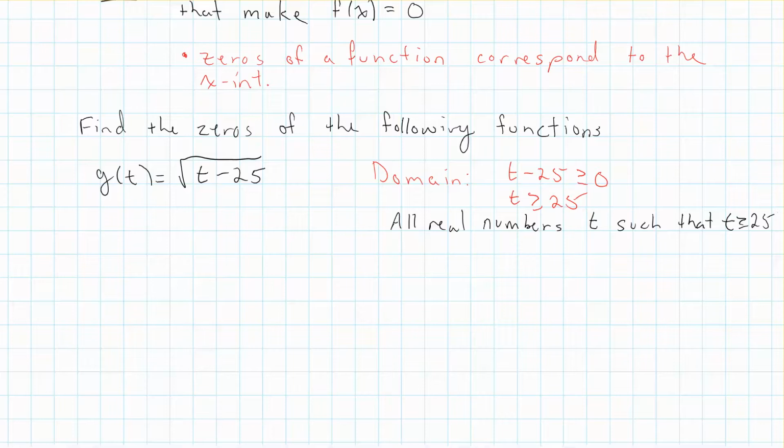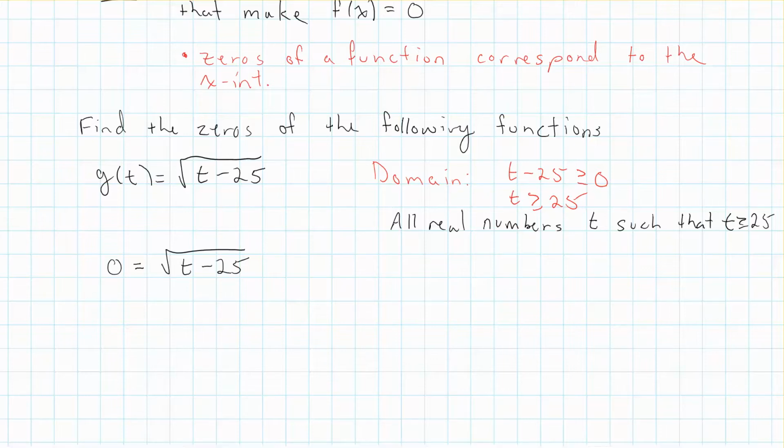Alright, so let's go ahead and find out when this thing is 0. We kind of have already done that, but it's important to get the domains down, and we'll see this in another example. Alright, so we want to set this function equal to 0. So I'm going to have 0 is equal to the square root of t minus 25.